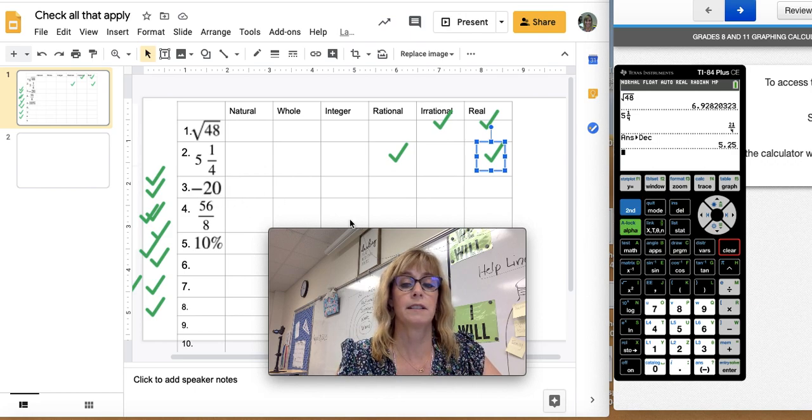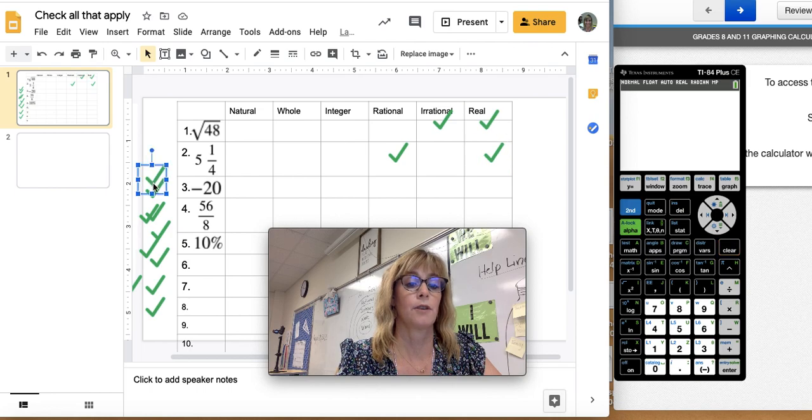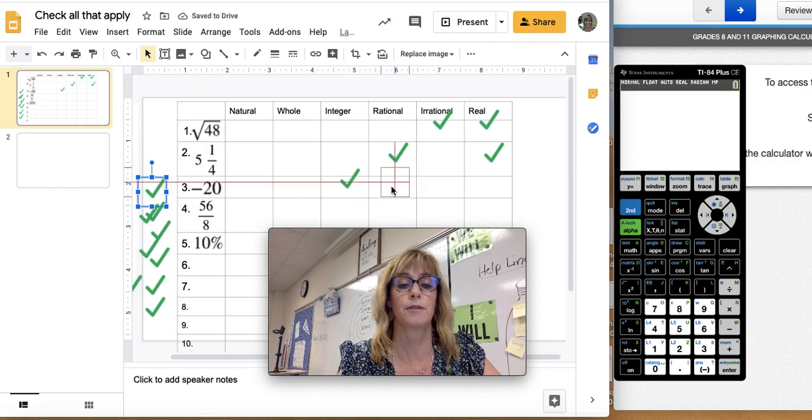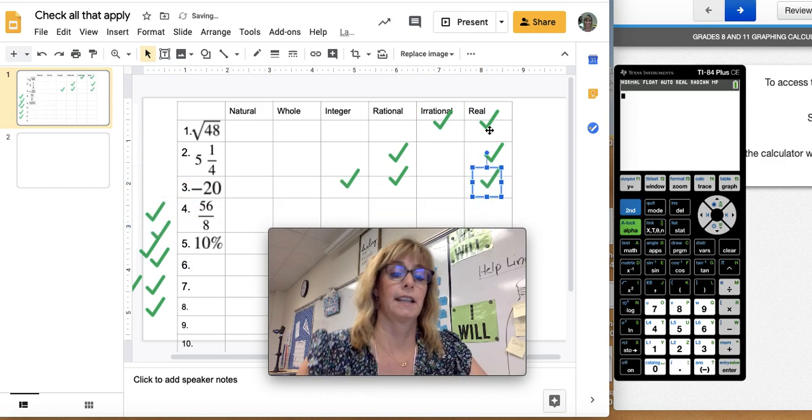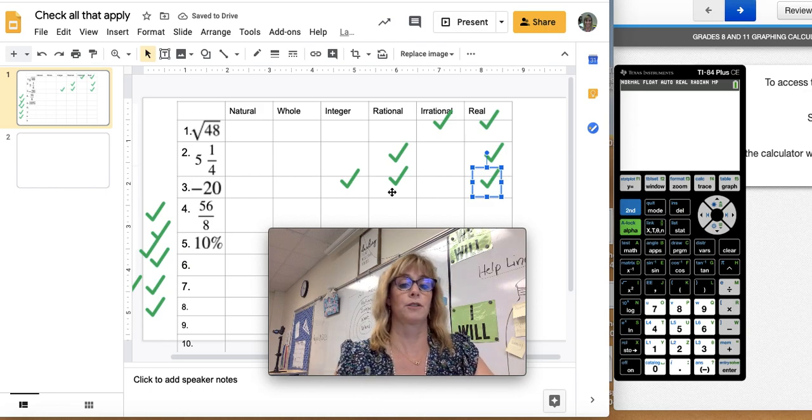The next one is negative 20. Well, we know that's a negative whole number, so that's going to be just an integer. And therefore, all integers are rational numbers, so I'm going to check the rational, and then I'm going to check real. Again, it's not irrational because it's rational.